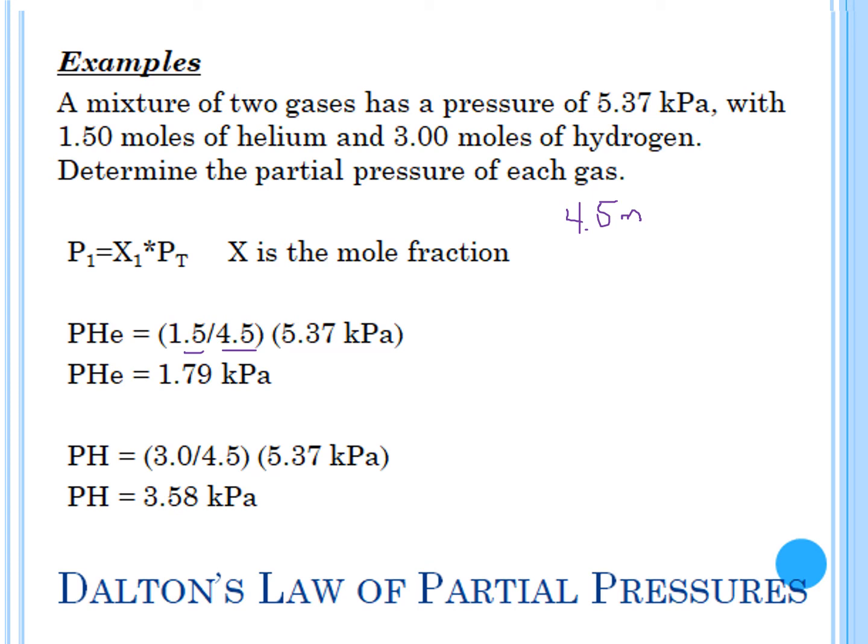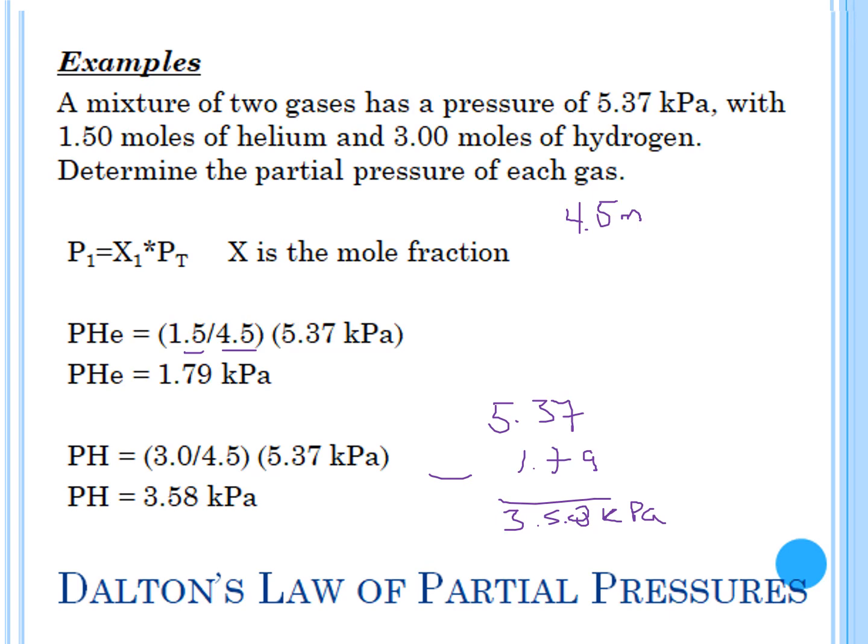So we know there's only two gases in this container, so I could just subtract 5.37 minus 1.79, and that's going to give us the same answer of 3.58 kilopascals. The mole fraction accounts for what's left of that. Either way, mathematically is fine. It's actually kind of nice to calculate them individually, add them up, and see if your totals match at the end. A nice way of checking your answer.